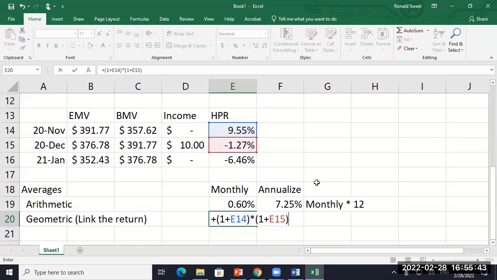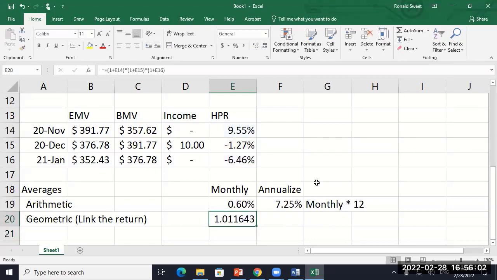And what do we do in January? We lost another 6%. So at the end of November, we had like $1.0955. We lost like 1% of that, so maybe you have $1.07. Now we're going to lose 6%, not of the dollar, but of the $1.07.